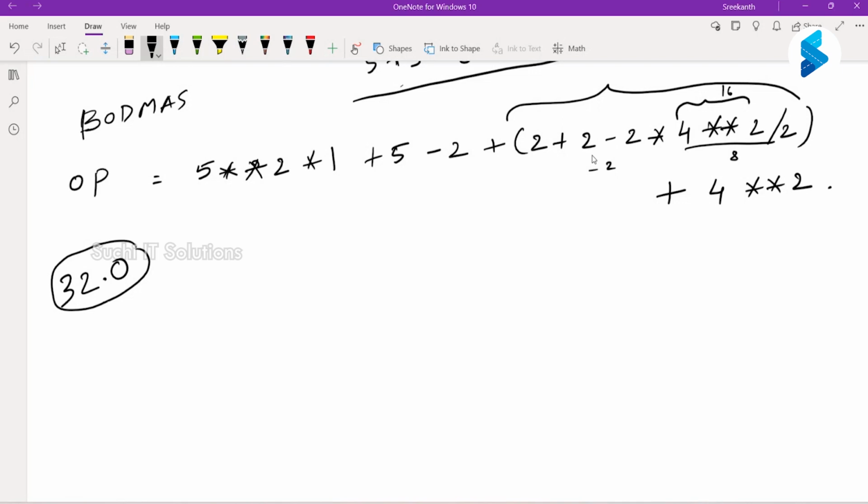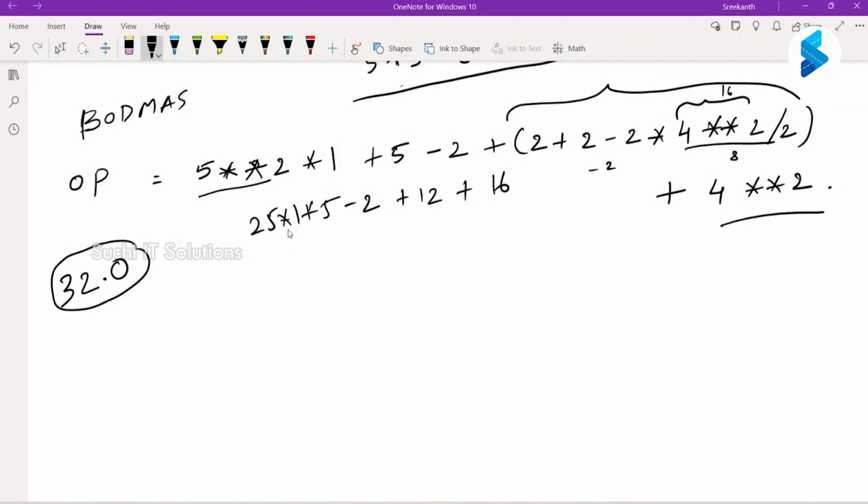Okay, we are done with this. And there are two exponents here. So which one goes first? So as per the order, whichever is in the first. 25 into 1 would be just 25 plus 5. Okay, so let me just use this as is. Minus 2 plus 12 plus 4 star star 2, which is nothing but 16.